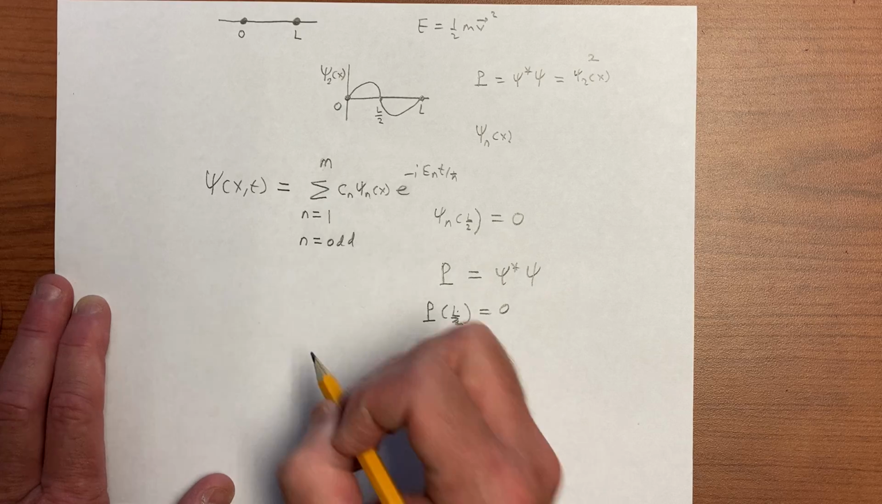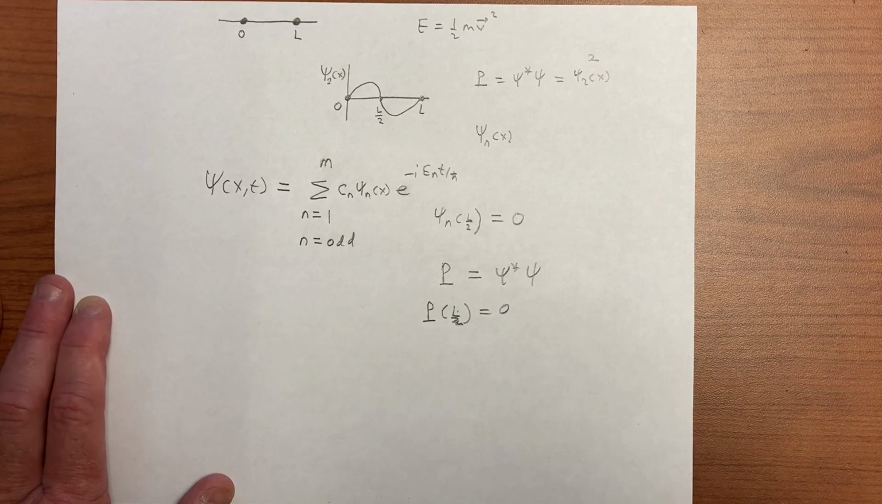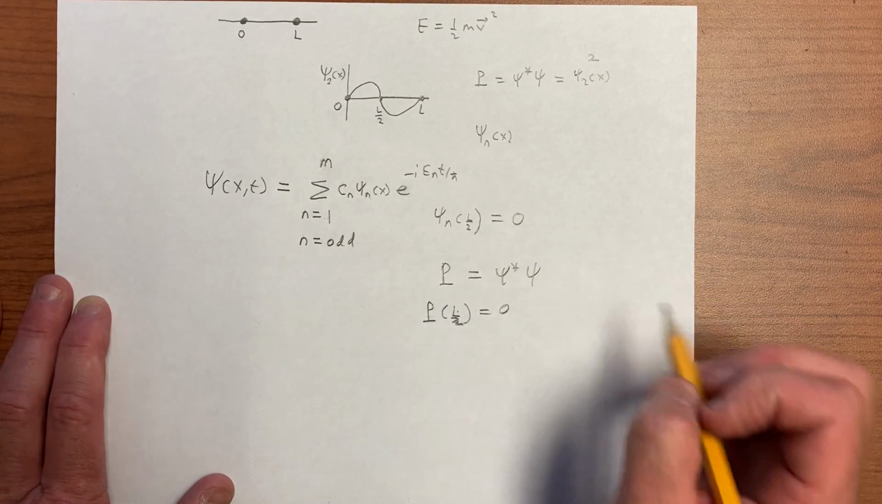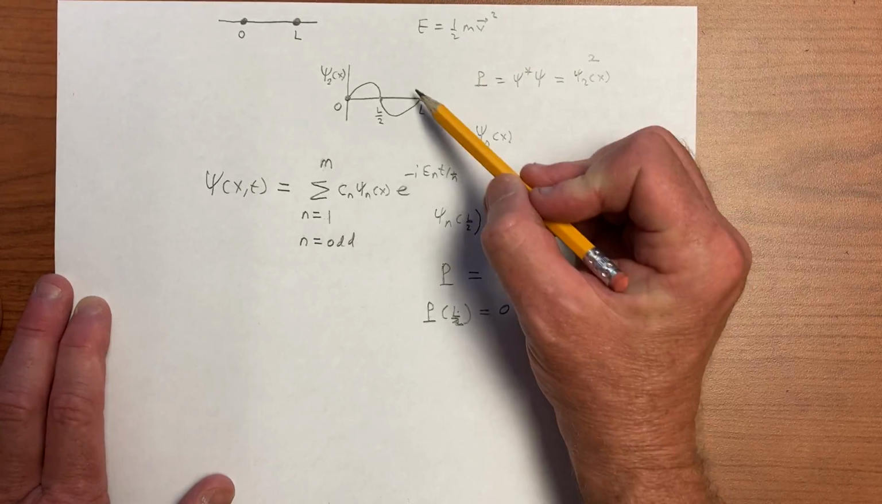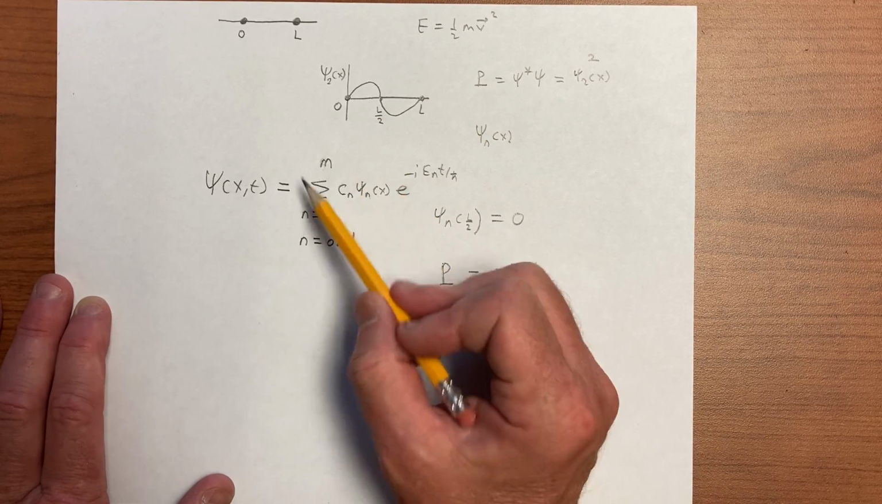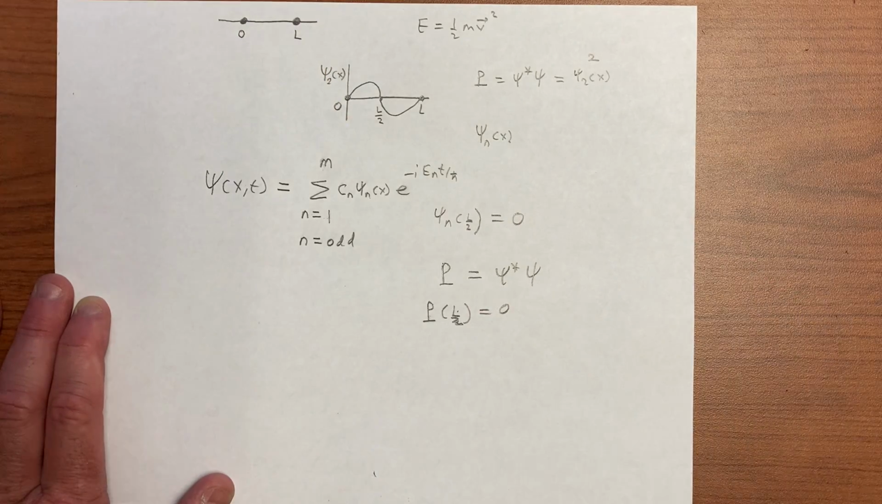But of course, it also has to be true that as n goes to infinity, we need to be able to recover from this formalism the idea that we described at the beginning, where the particle can be found anywhere between 0 and L. And we'll see that.